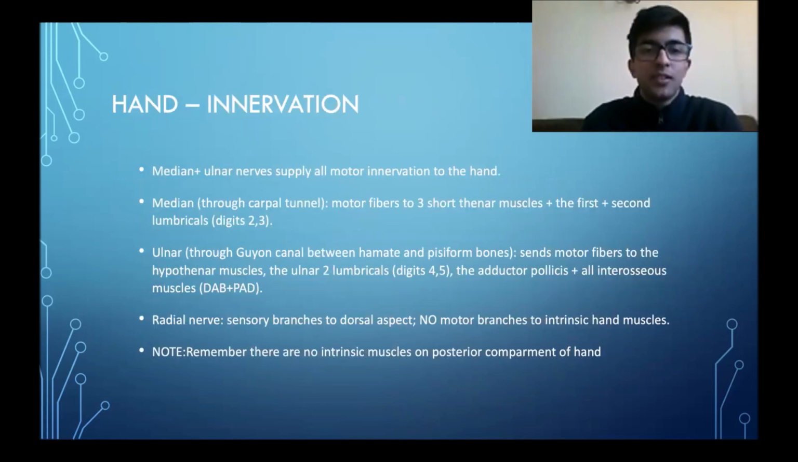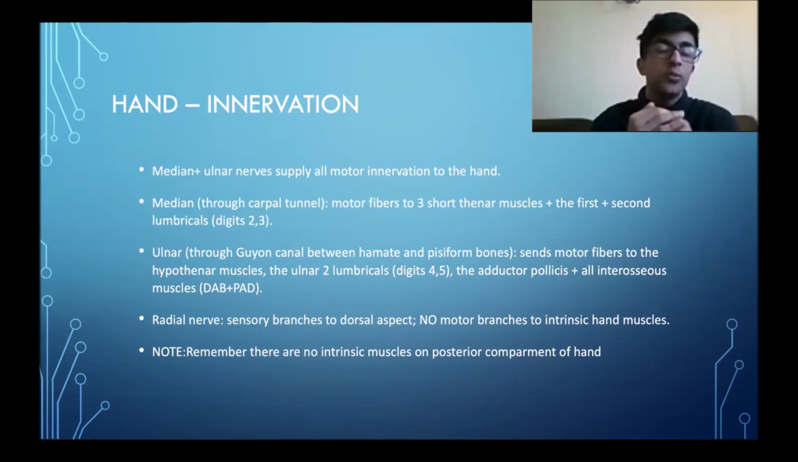Next slide, please. Okay, so here is the hand innervation. Median and ulnar nerves basically supply all the motor innervation to the hand. The median nerve, we said, goes through the carpal tunnel, and is motor to the 3 short thenar muscles, the 1st and 2nd lumbricals. This is basically just stuff you need to try and memorize.